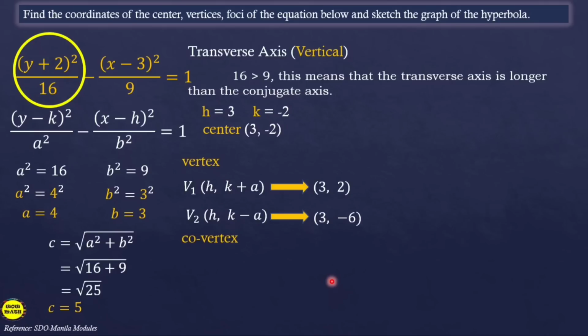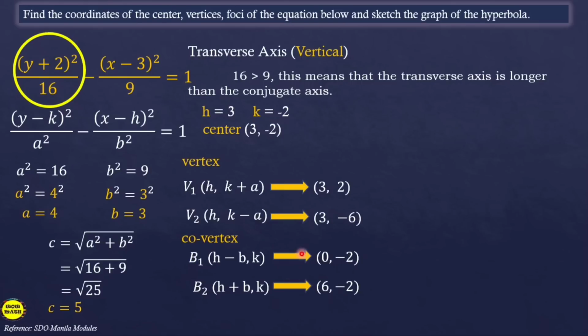Sunod na kukunin natin is yung co-vertex natin. So, sundan lang din natin ito para makuha natin yung coordinate ng co-vertex natin. Sa B sub 1, H minus B. So, yung H natin is 3 minus B. So, 3 minus 3, the answer is 0. And then, copy the value of K, that is negative 2. Then, B sub 2, H plus B. So, yung H natin is 3 plus 3, which is the value of B. So, 3 plus 3, that is 6. And then, copy negative 2. So, tapos na tayo sa co-vertex.